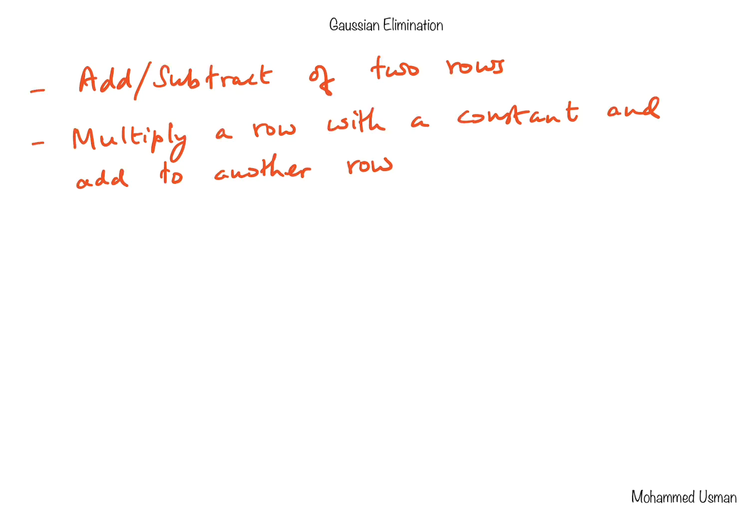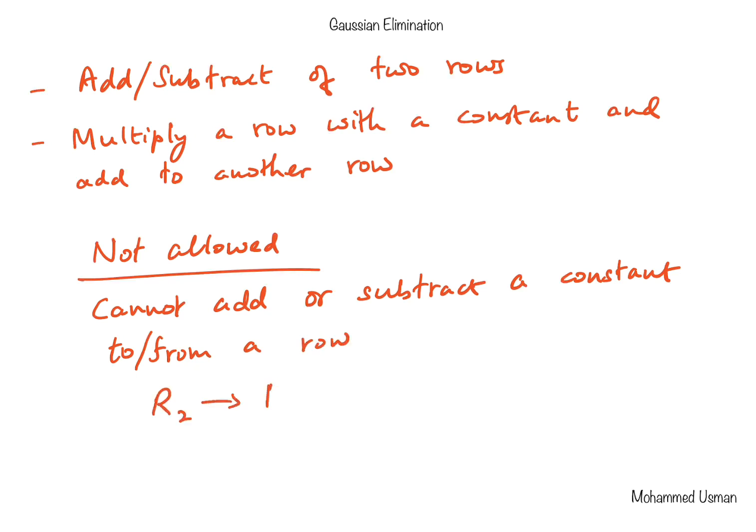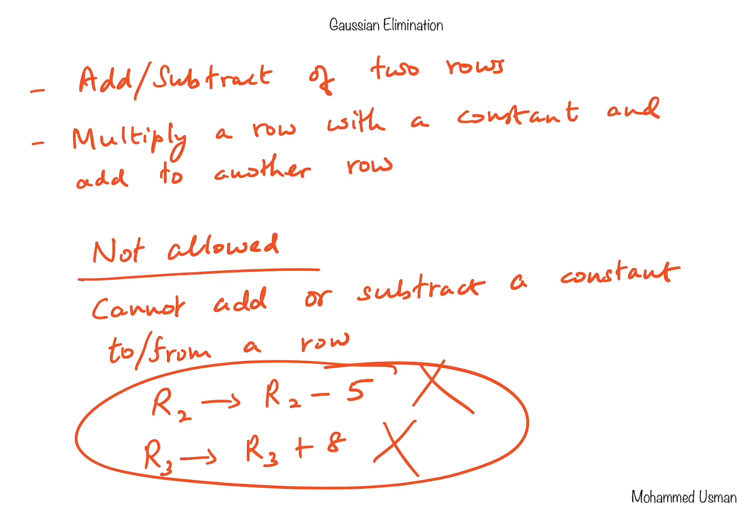That's all allowed. But what is not allowed, it would be a big mistake if you do that, okay? Not allowed or not valid transformations: you cannot add or subtract a constant to or from a row. That means if you write R2 becomes R2 minus 5, that means you are subtracting 5 from R2, wrong. Or if you write R3 becomes R3 plus 8, this is wrong. This is a big mistake, okay? These row operations are not allowed.